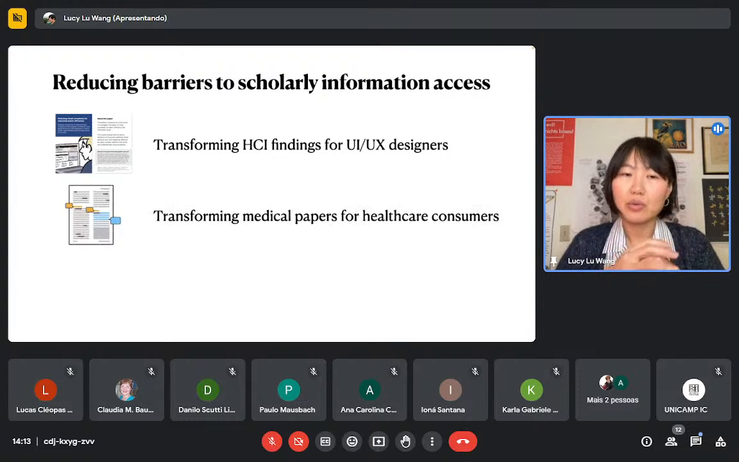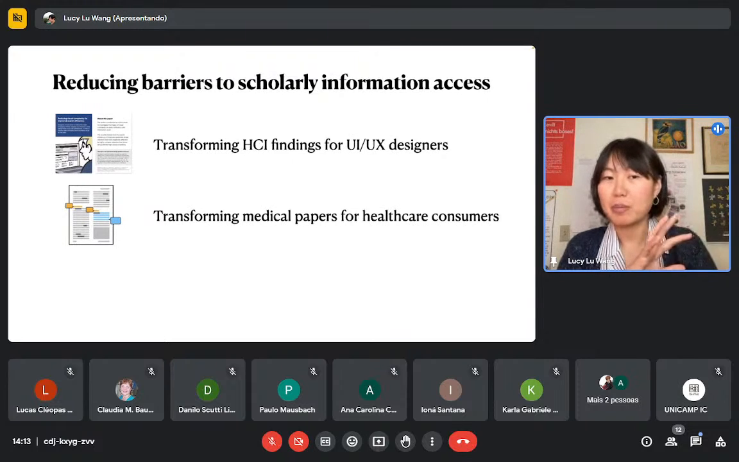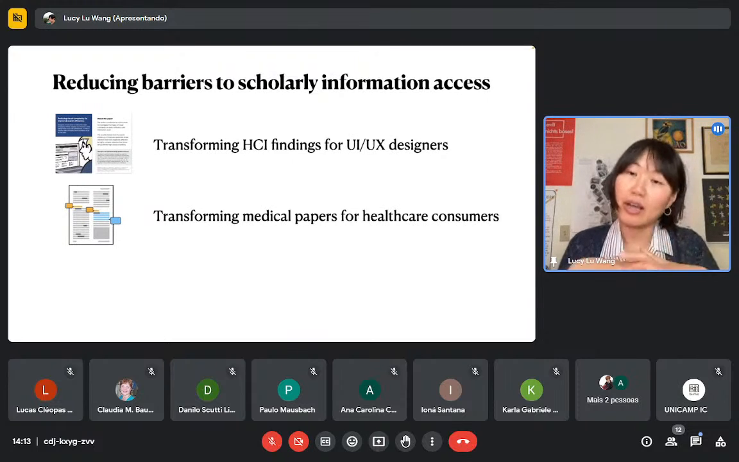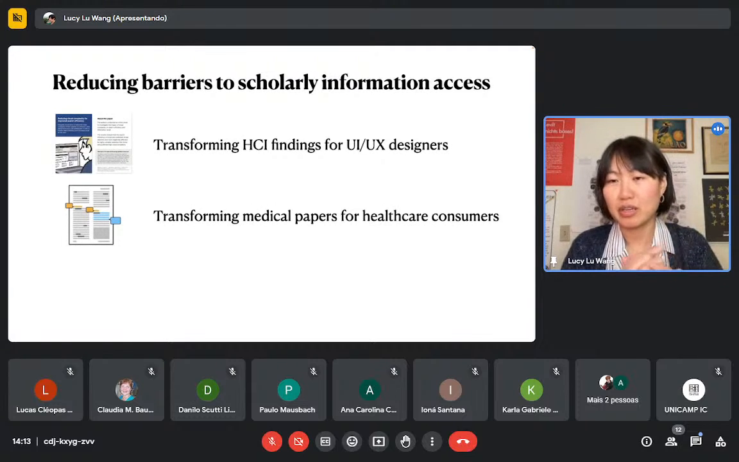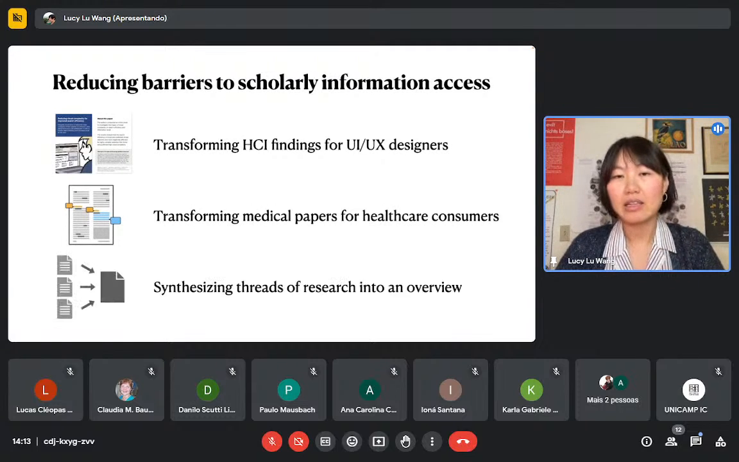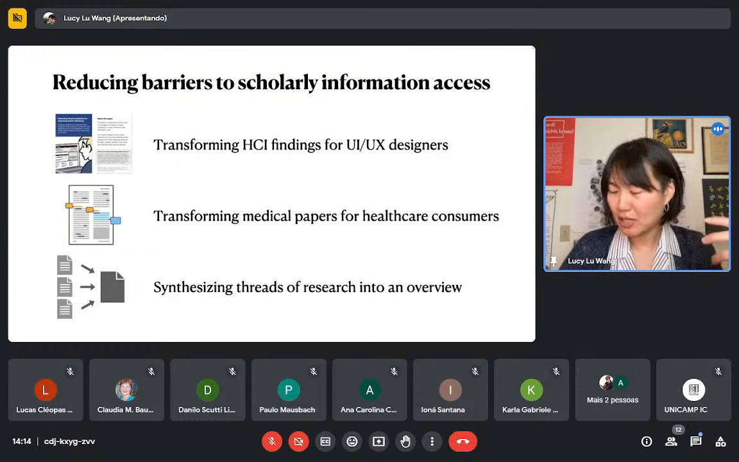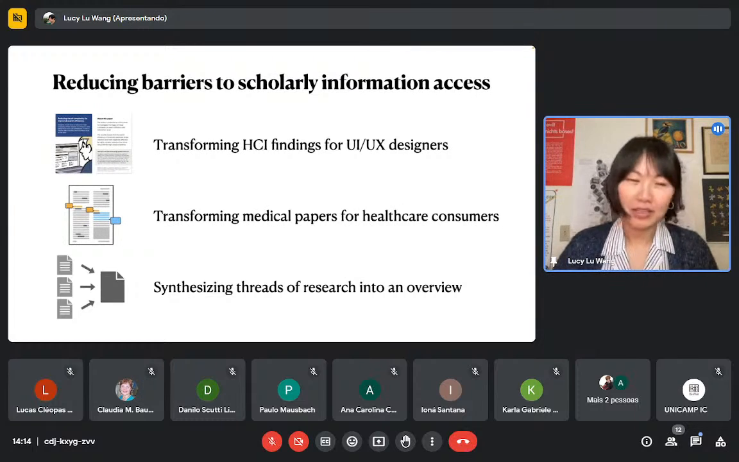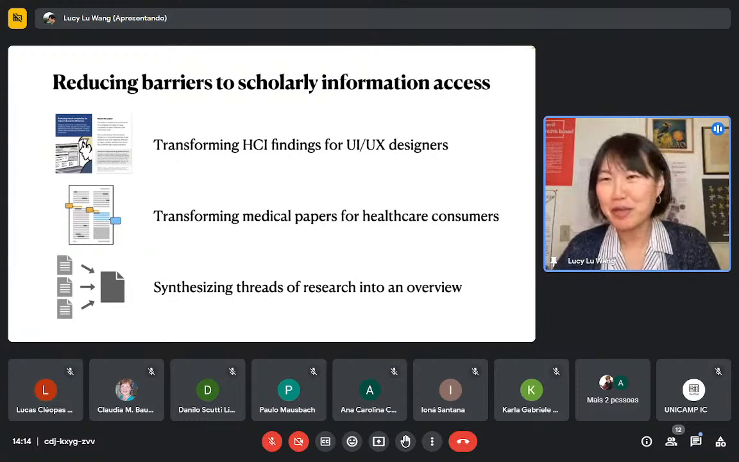And then in the second work, we augment medical papers with accessibility features to help improve their understandability for healthcare consumers. These are non-expert healthcare consumers. And then in the last, we investigate how to synthesize threads of research together into a useful overview. And through these examples, I'm hoping to highlight both the potential benefit as well as the limitations of these models.